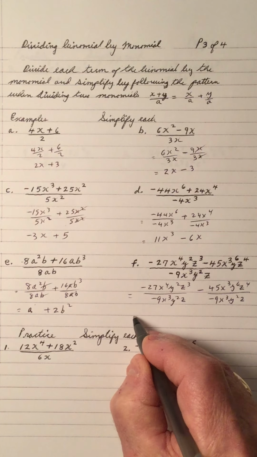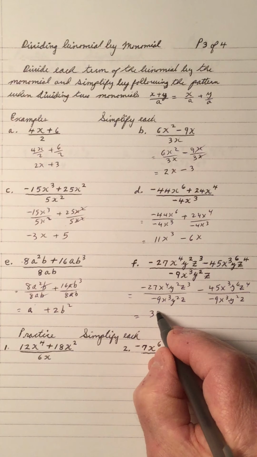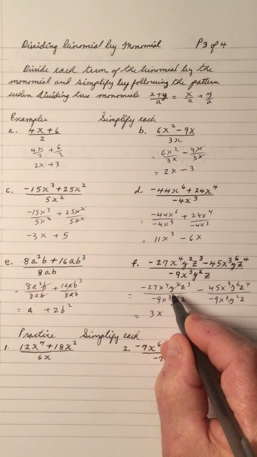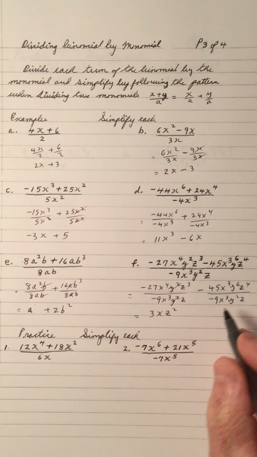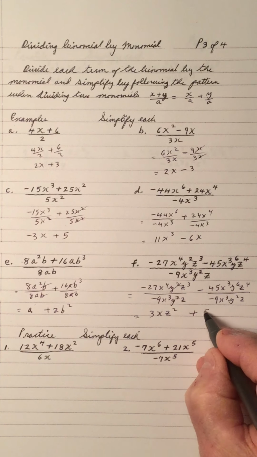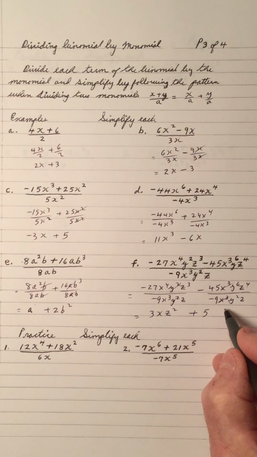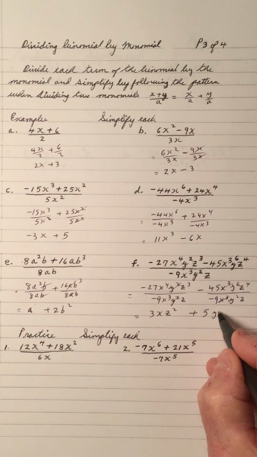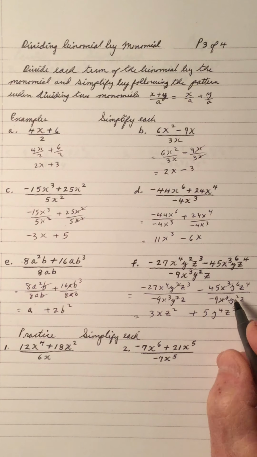Negative divided by negative is a positive. That's 3. 4 subtract 3 is 1. The y's cancel. And 3 subtract 1 is 2. And negative divided by negative is a positive. 45 divided by 9 is 5. x cubed divided by x cubed, they cancel out. There's y to the 6th. 6 subtract 2 is 4. And 4 subtract 1 is 3.